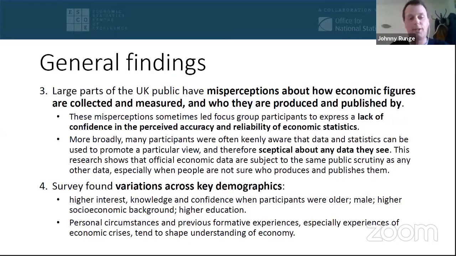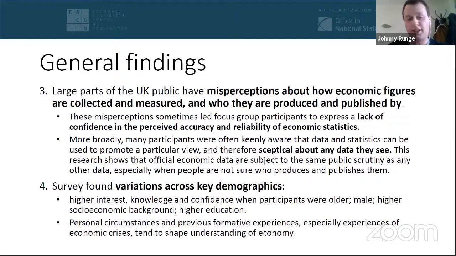And then the last point on the general findings is that there's variety across key demographics in terms of interest, knowledge, and confidence. It should be said here that our survey and other surveys in this field tend to look at big macroeconomic numbers, and some of these variations might be different or non-existent if you looked at minimum wages, benefits, and so on.